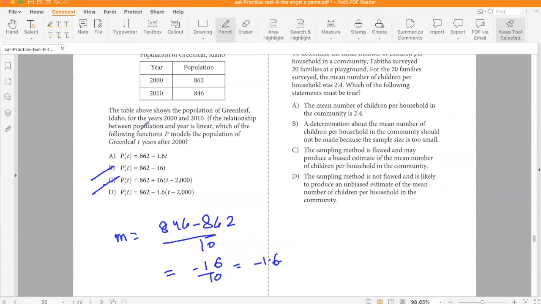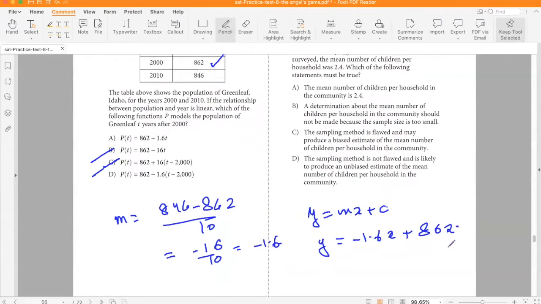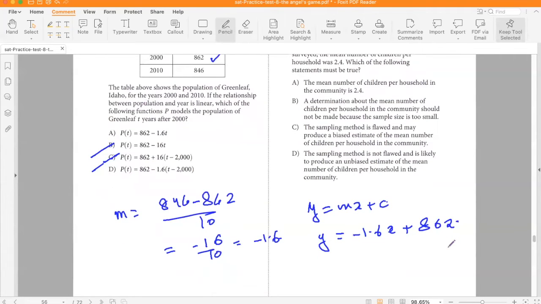Now between A and D, we can work with this point. So T years after 2000. So if you are looking at 2000, then that's basically the y-intercept. So y is equal to mx plus c. So y is minus 1.6x plus 862. So here y is P and x is T. So this would be 862 minus 1.6T, option A.